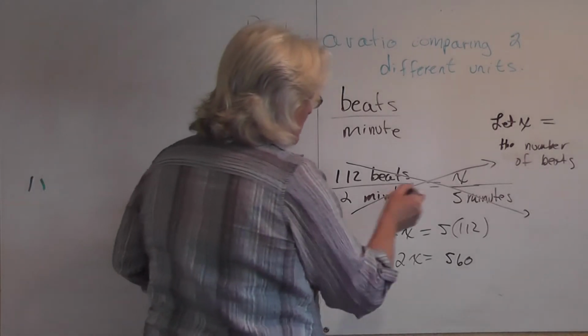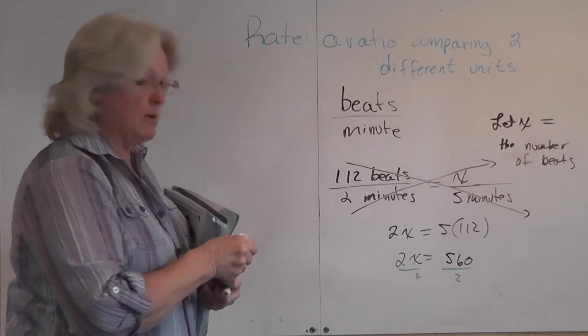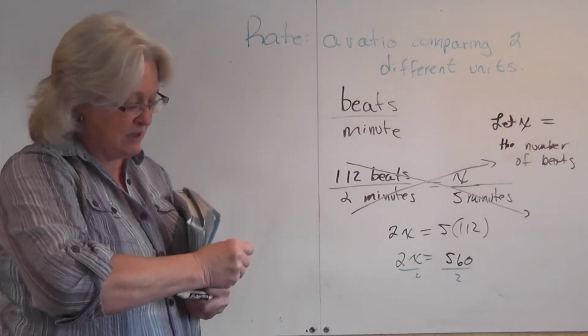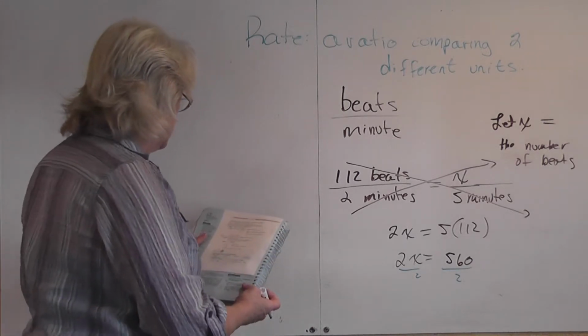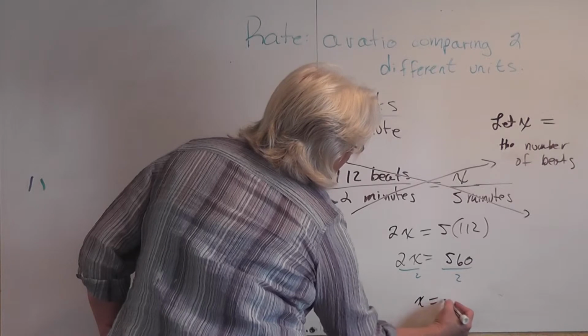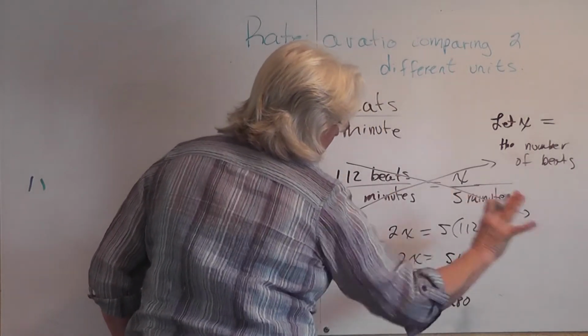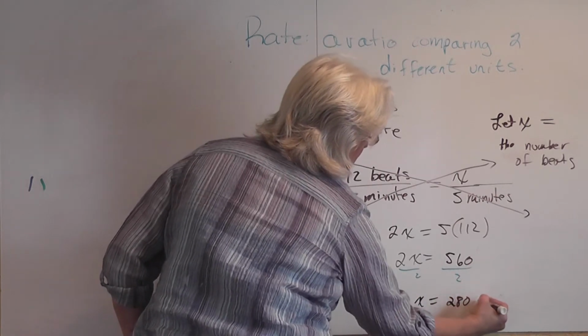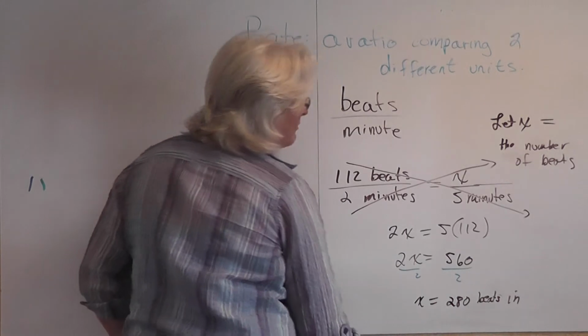We're going to divide both sides of this equation by 2. And when we do that, we see that the number of beats that this athlete's heart pumps in 5 minutes is 280 beats in 5 minutes.